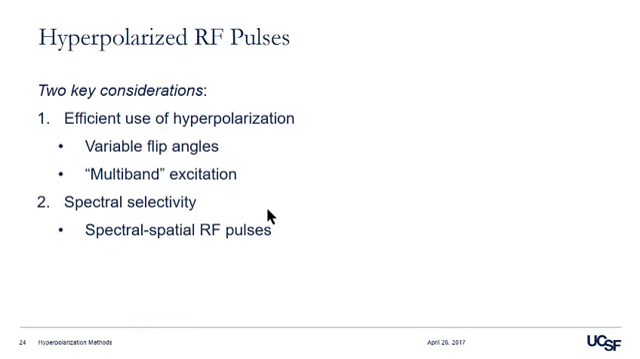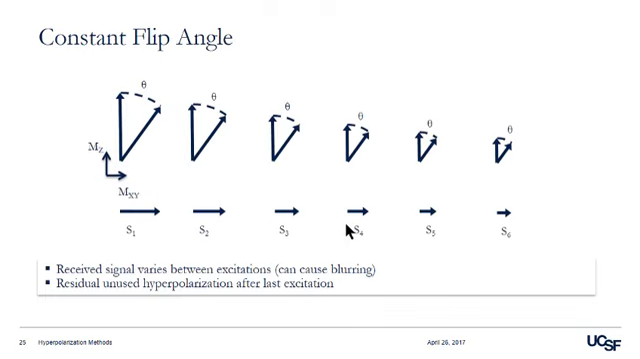So as far as RF pulses go, we have 2 key considerations. We want to efficiently use this limited pool of hyperpolarization, and we also need to think about spectrally what we're doing. Are we exciting all metabolites or some? And one of the tools that we're using a lot of is spectral spatial pulses.